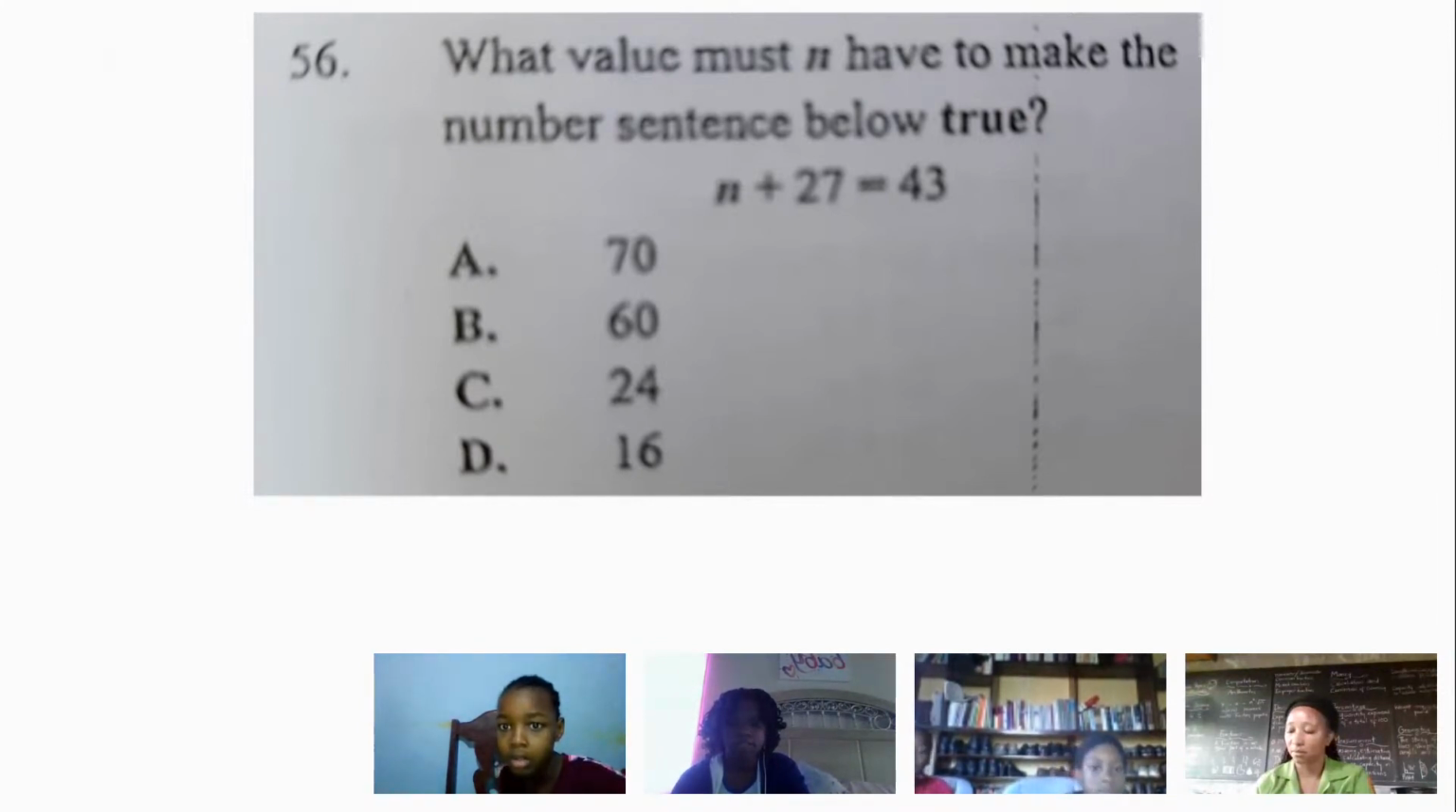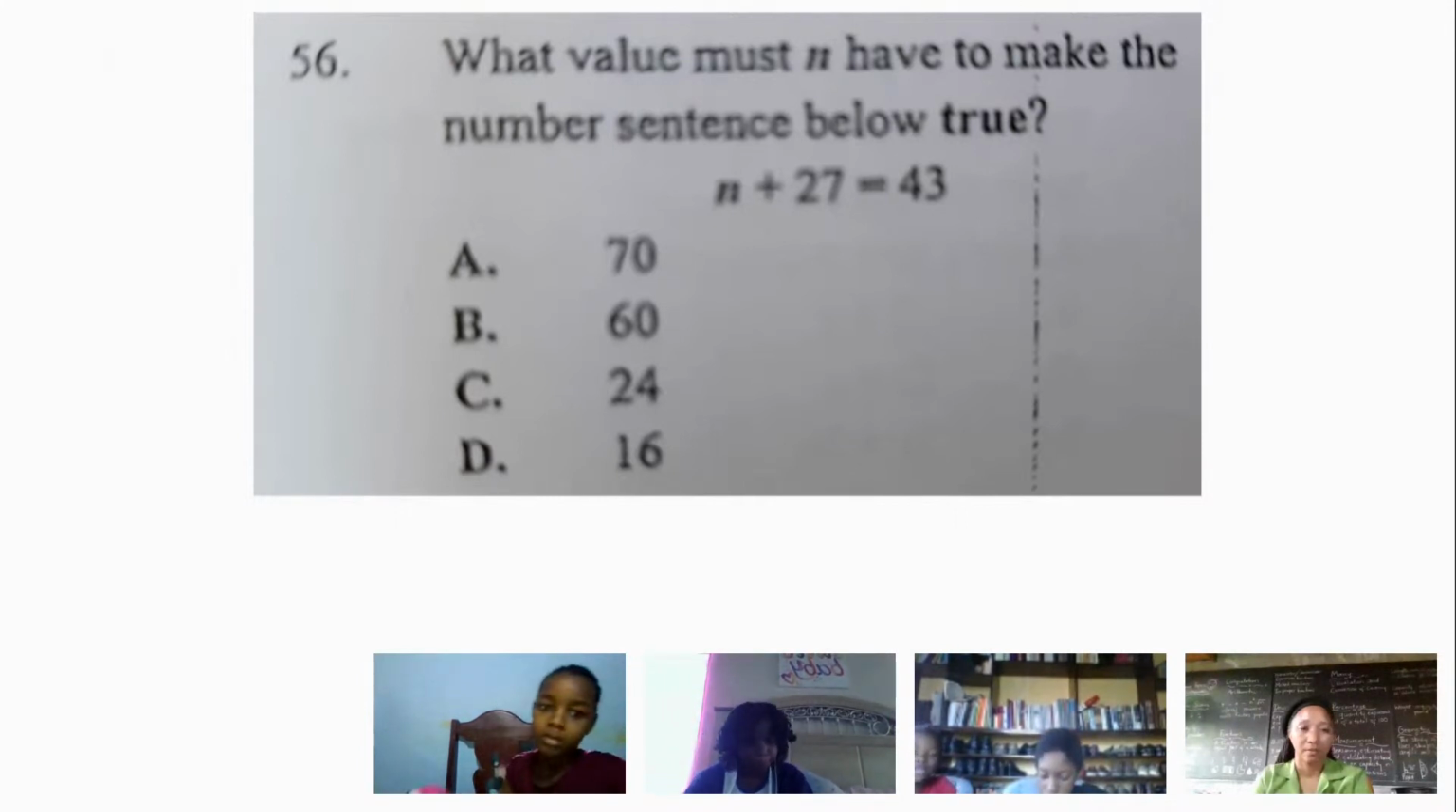Okay, miss. Number 56. What value must n have to make the number sentence below true? N plus 27 equals 43. A. 70. B. 60. C. 24. D. 16.